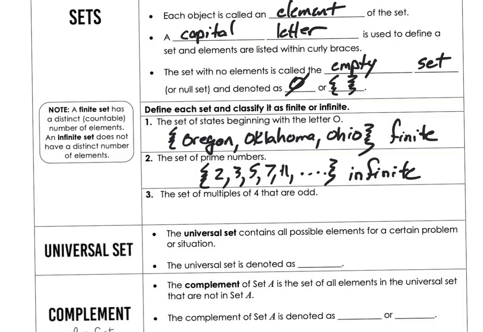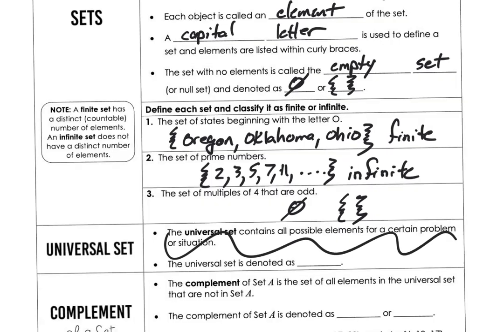Because it's an empty set. Okay, then nothing exists, right? There are no numbers that are multiples of 4 and also odd. Okay, and those are the two ways. You don't have to do both, but you could do either one of those to show that there's nothing in that set. Okay, I'm not going to worry about universal set. We won't talk about that one.